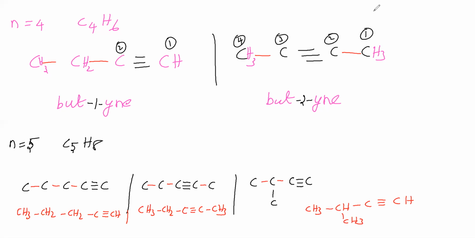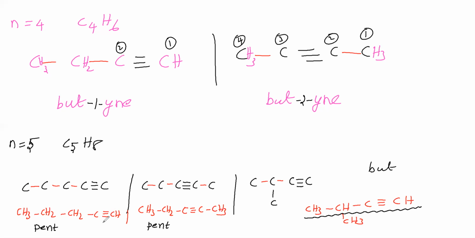We will select the parent chain and we will say the name. Here the parent chain contains 5 carbon atoms, therefore the root word is pent. Here the parent chain contains how many carbon atoms? You see 4 carbon atoms, therefore the root word is but.